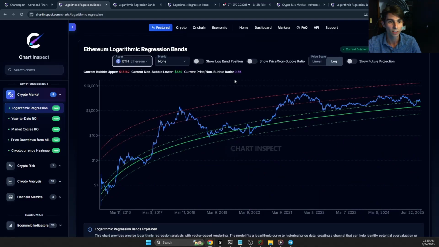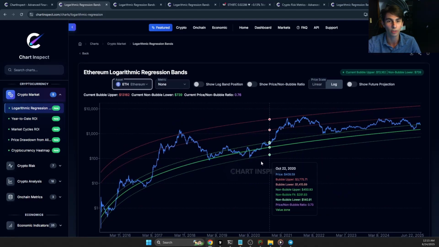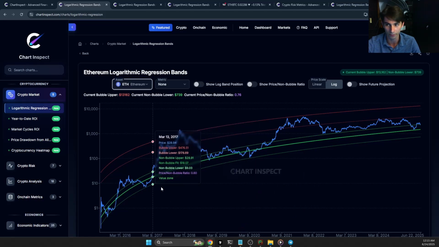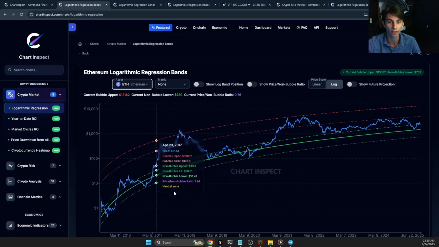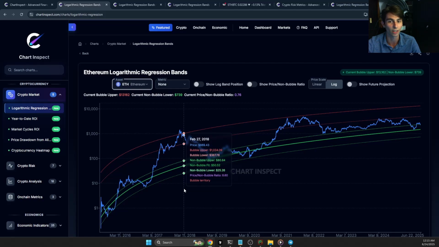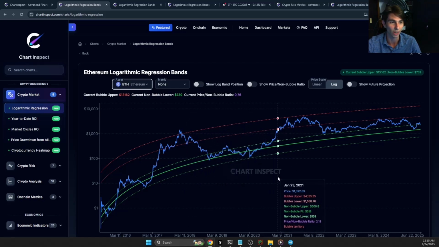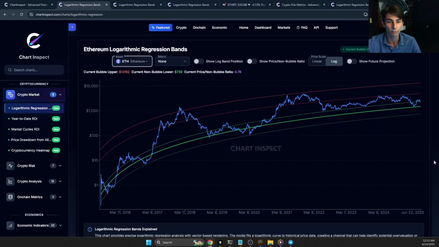So yeah, today I wanted to talk about the logarithmic regression trend line for Ethereum here. And as you can see, this is basically just a logarithmic trend line that fits the data to a curve. The red curve is the upper trend line, the bubble fit, and the lower one, the green one, is essentially the non-bubble fit, and the solid line is the fair value trend line, which is essentially fit perfectly to the value of Ethereum.